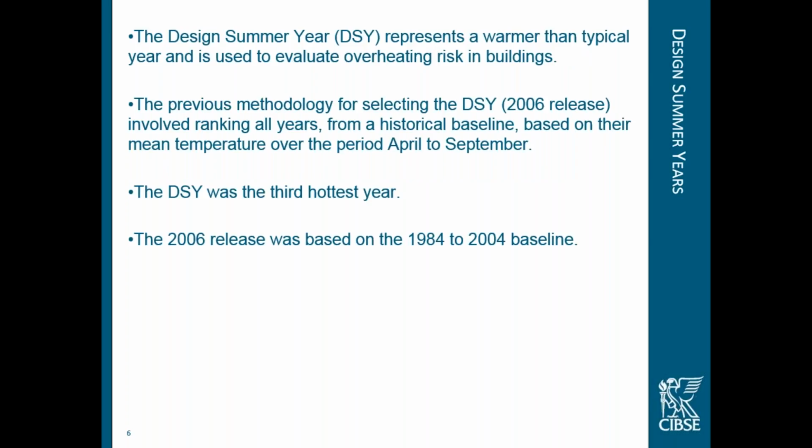The next one is the design summer year. This is again over a year, but is used to evaluate overheating risk in buildings. The previous version of the design summer year was the third hottest year based on a 20-year period and measured as the mean temperature for the period April to September.